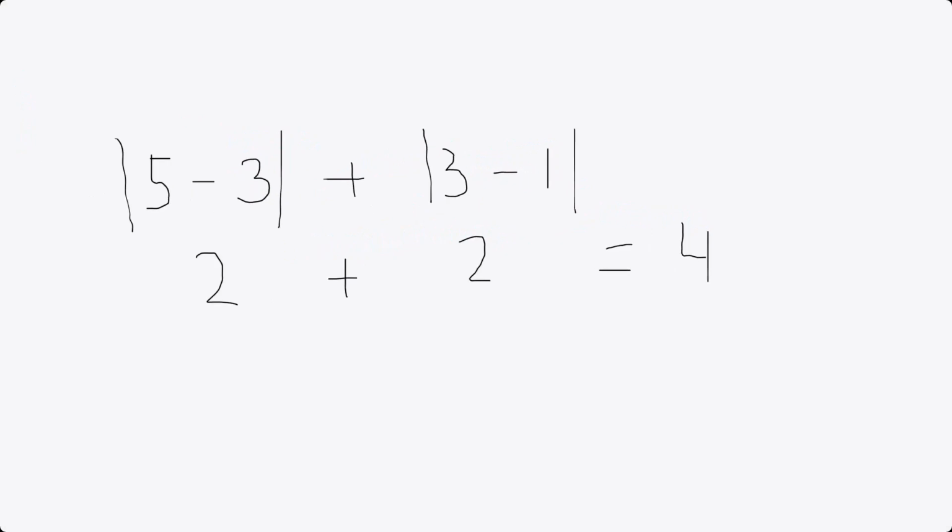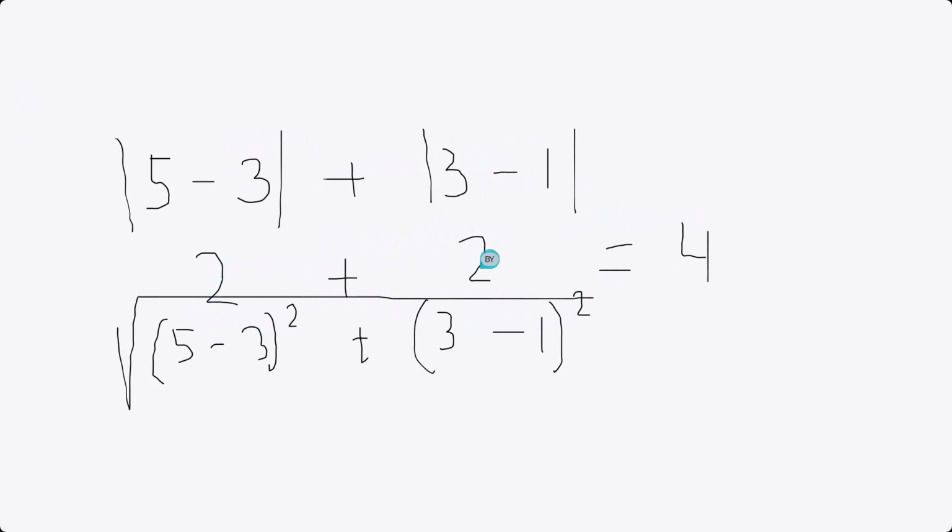What about the L2, Euclidean distance? If L1, we put the absolute, but in the L2 norm, Euclidean distance, we put the square. So 5 minus 3 square plus 3 minus 1 square. And then we will do the square root.